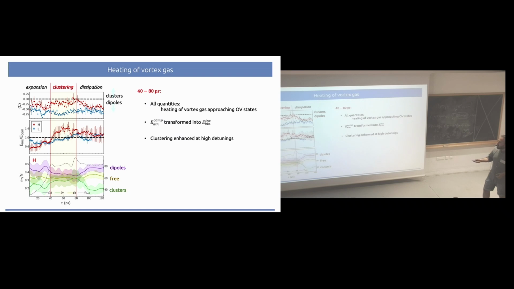And we can see that indeed at the beginning there is an expansion transient, but eventually, between 40 and 80 picoseconds, all these different quantities suggest that there is a heating of the vortex gas that wants to approach an Onsager vortex. Because, for instance, for the high detuning, the correlation function increases, the compressible energy transforms into incompressible energy, and the number of clusters increases as well.